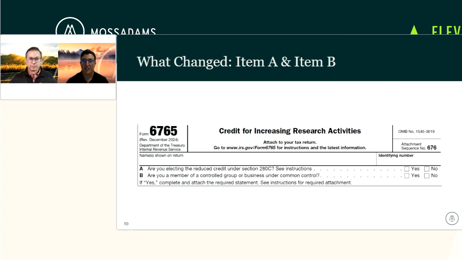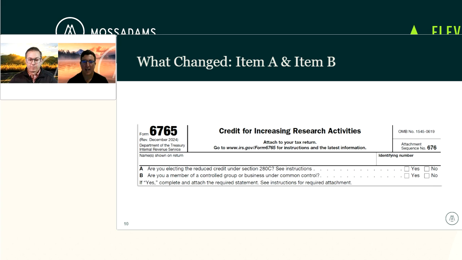So starting at the very top of the form, we have two questions labeled as item A and item B. Item A isn't new. It simply moves the question related to electing the reduced credit under 280C to the very top of the form, rather than having it listed under each calculation method. So this is a very straightforward change. Nothing too controversial about this one.